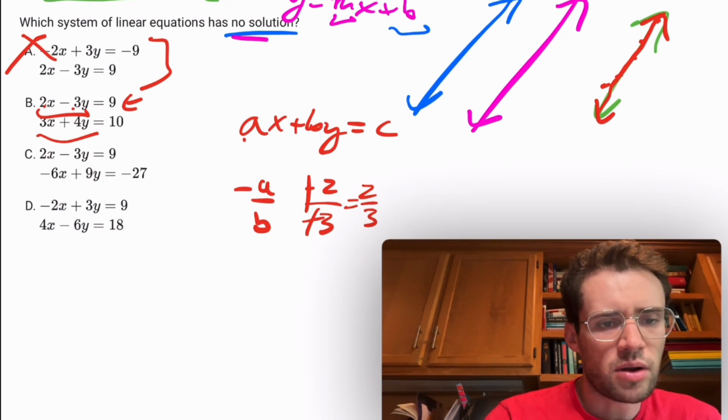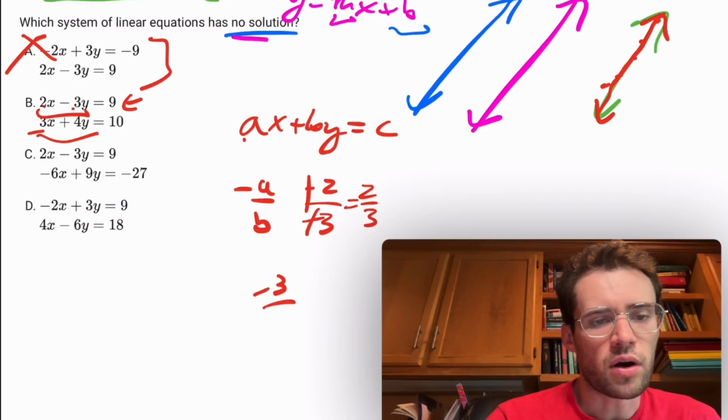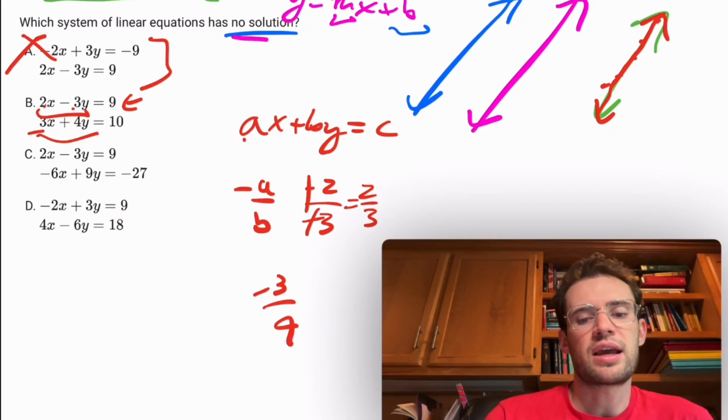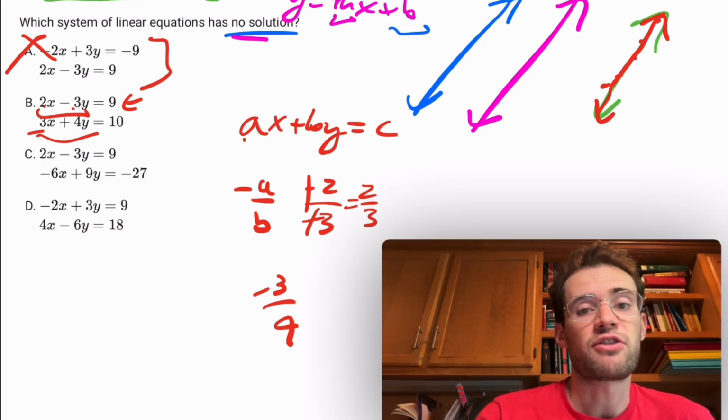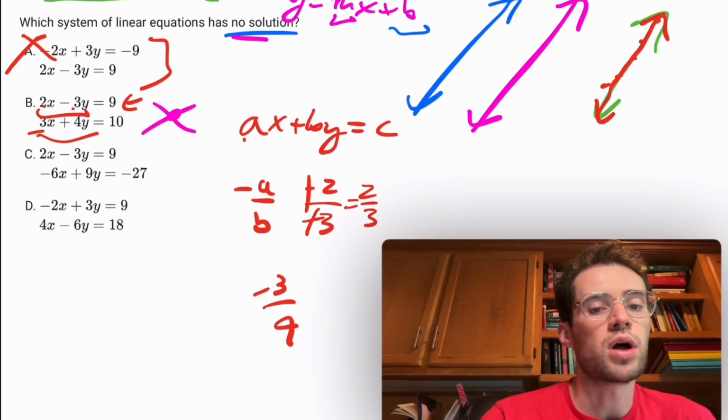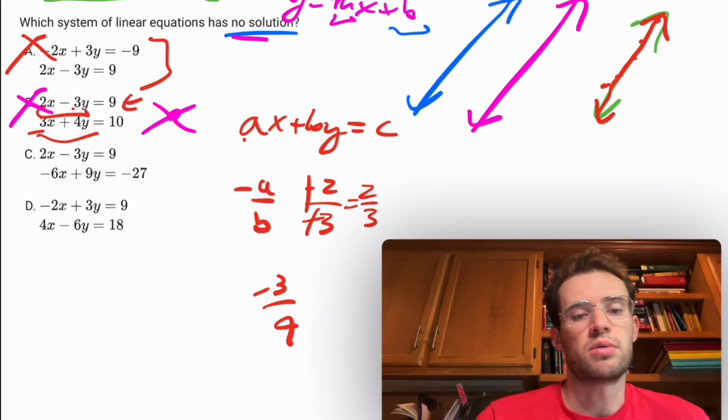And for the second one, we'd have negative 3 over negative positive 4, which is just 4. So 2/3 and negative 3/4 are different, which means they're going to have different slopes. So the fact that these have different slopes means they will cross, they will have one solution, because they're just two lines with different slopes.